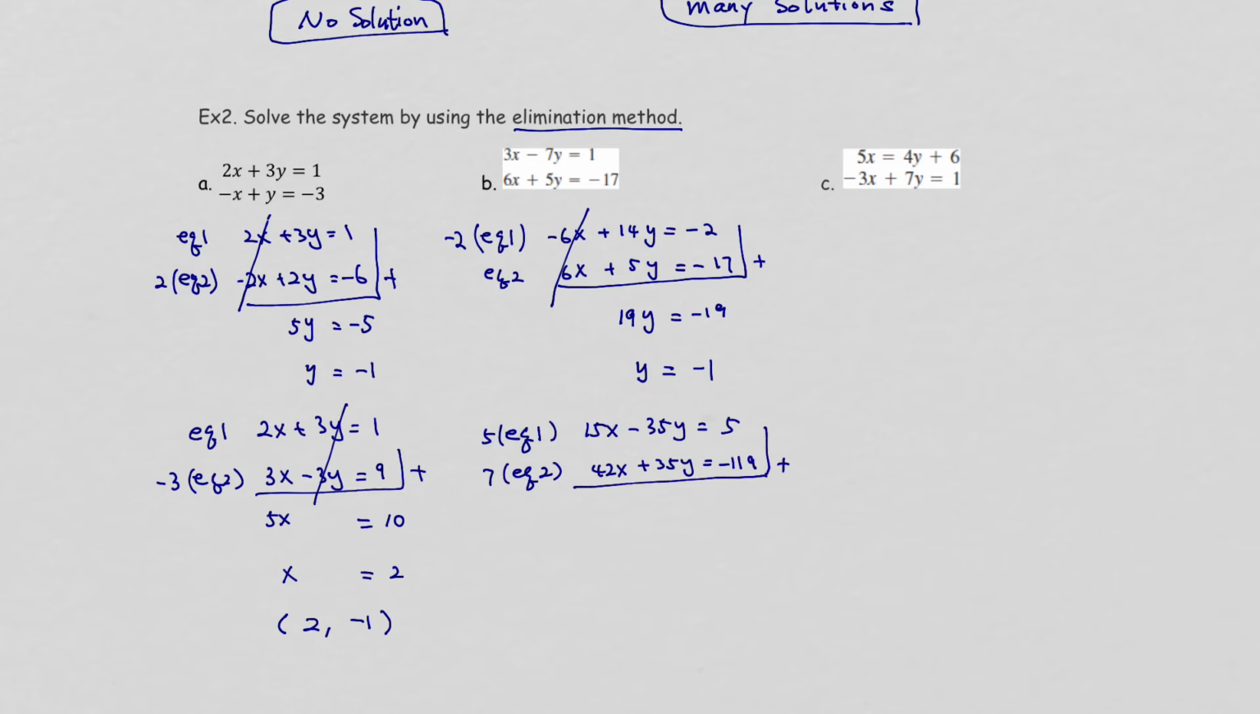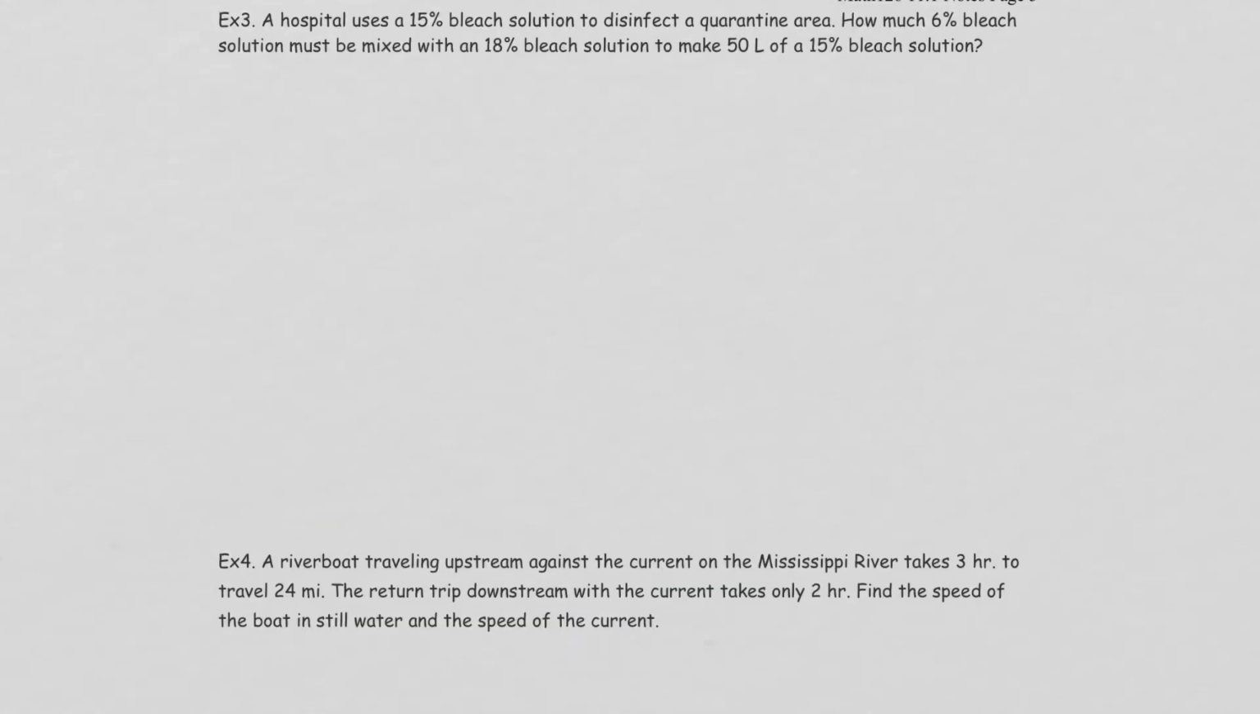When I add this, no more variable y, that gives you 57x equals negative 114. When I divide both sides by 57, I get negative 2. So the solution to this problem is negative 2 and negative 1. Let's try example 3.